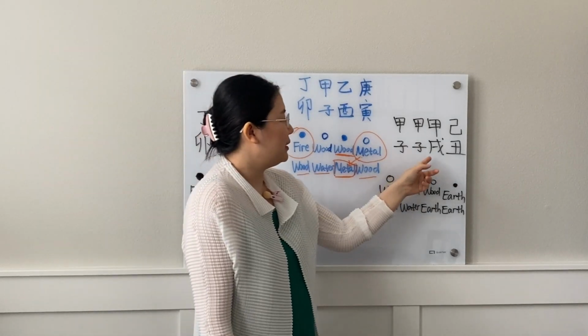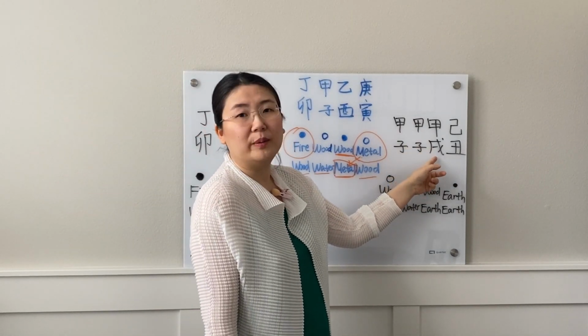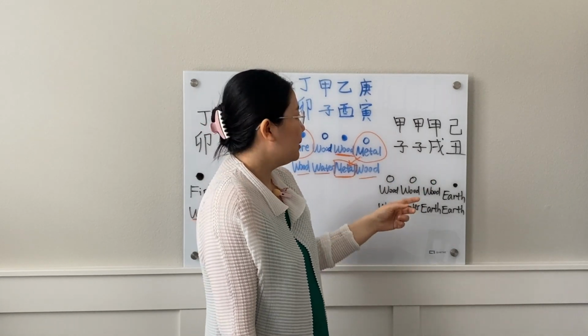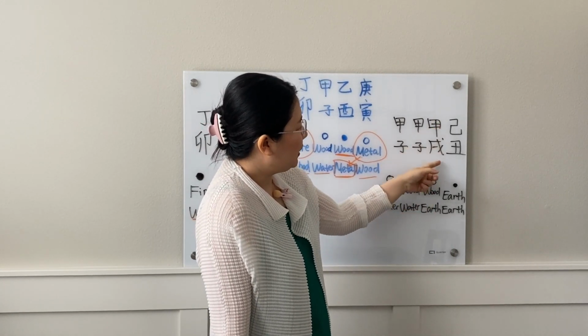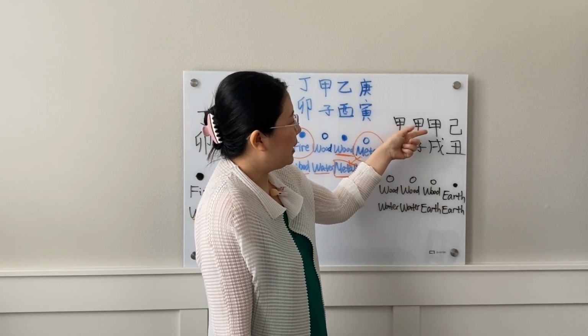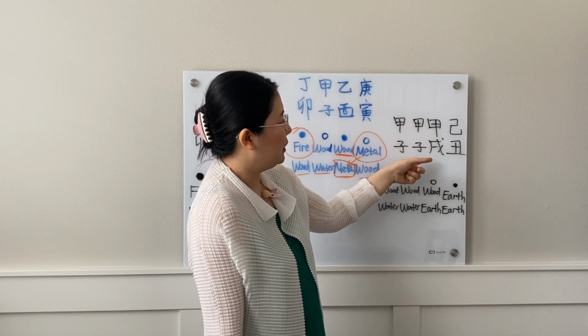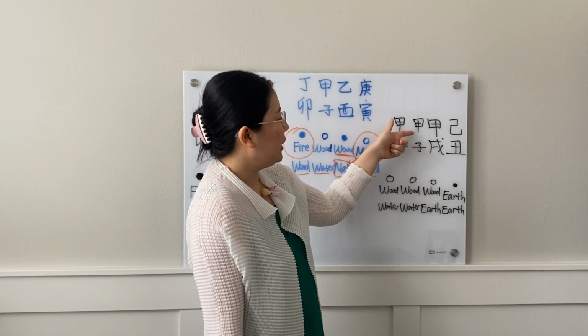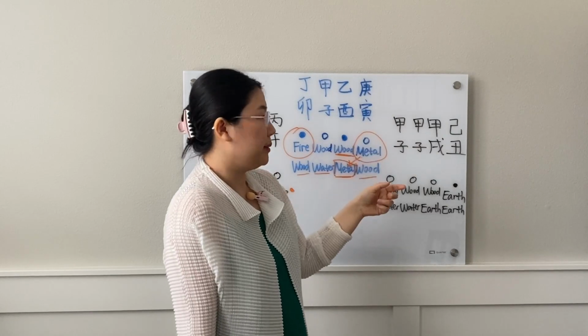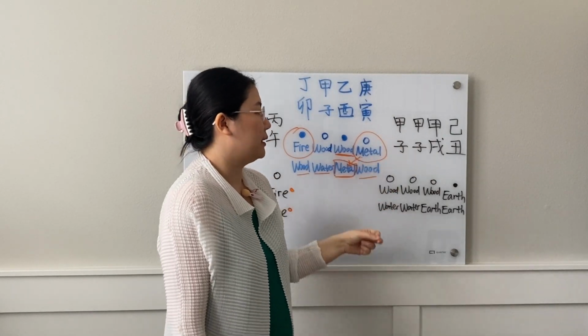Last example is this young wood born in October, Xu, that's the month pillar. So the yearly pillar is yin earth and yin earth. The monthly pillar is yang wood and yang earth. The daily pillar is yang wood and yang water. And it's the same hourly pillar of yang wood and yang water.